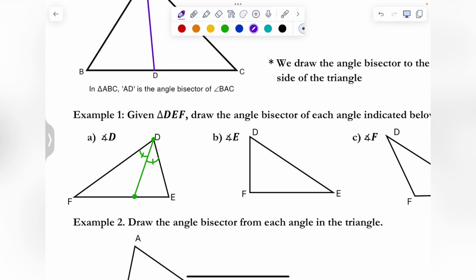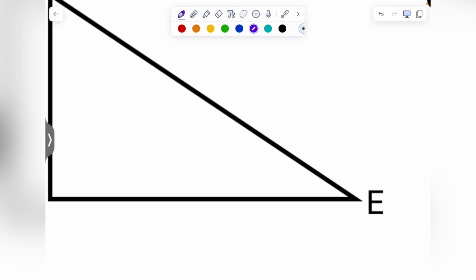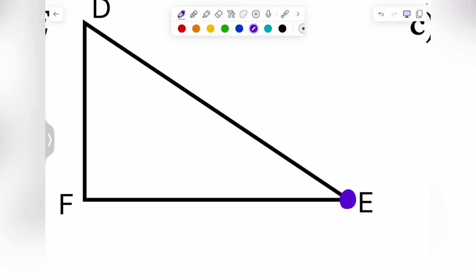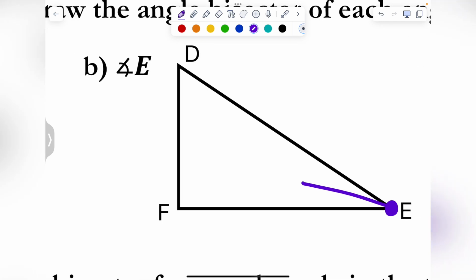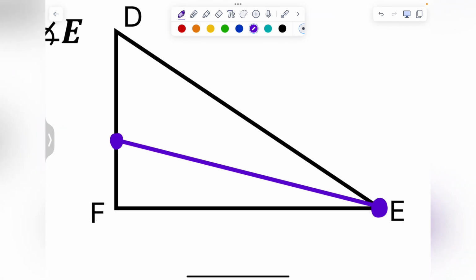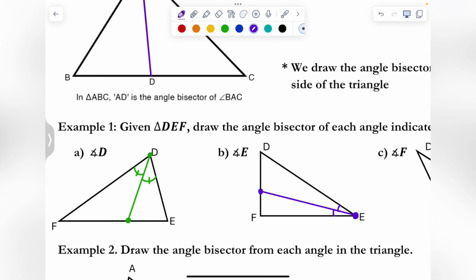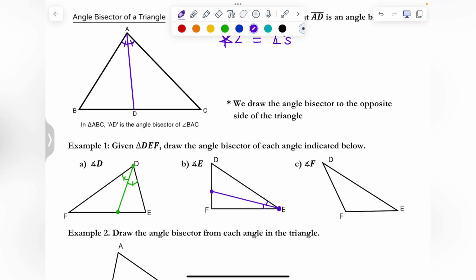Okay, next we're going to do the second triangle, angle E. So I'm going to put a point on angle E, and I'm going to draw a segment from that. And again, I'm going to move it around so that it looks like it's perfectly cutting that angle in half. That looks like right about there. It doesn't have to be perfect, but it should somewhat look like these little angles are congruent, and I'm going to mark that they're congruent with arc marks.